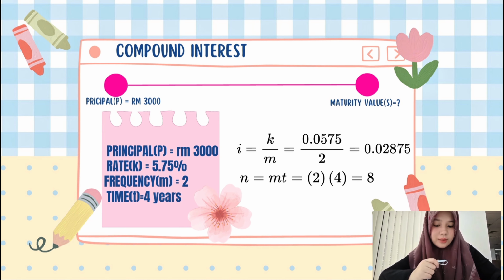In this slide, before we calculate the final value, we need to identify first our principal P, which stands for 3,000 ringgit Malaysia, and the annual rate K is 5.75%, and since it's compounded semi-annually, our frequency M is 2. And the time T is 4 years. Using this, we find our periodic interest rate I, which is K per M, giving us 0.02875. We also find N, the total number of interest periods, by multiplying frequency by years, giving us 8 periods total.